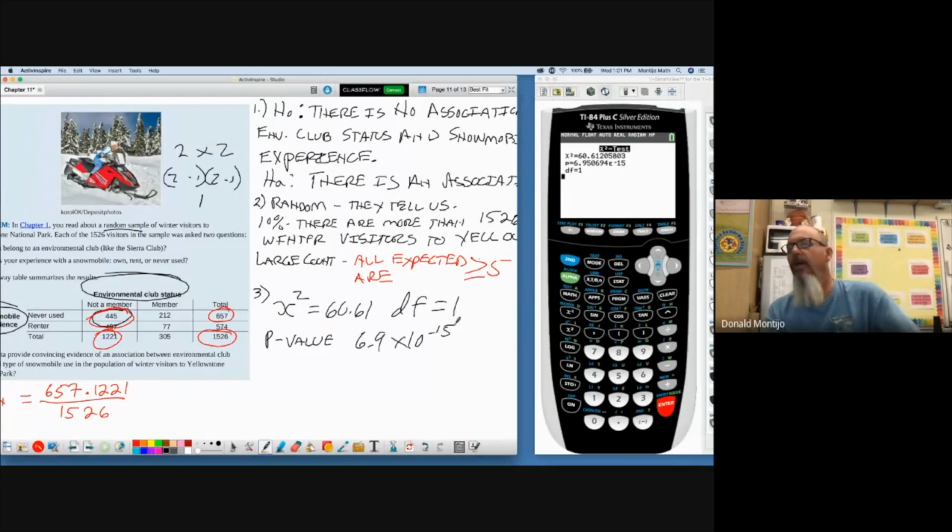This shouldn't be all that surprising, right? People who are a member of the environmental club are probably less likely to drive snowmobiles. They want to go out there and take care of nature, not go out and have fun and rip up the snow. So small p-value, reject the null in favor of the alternative.